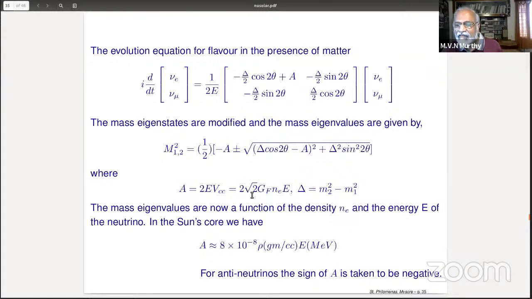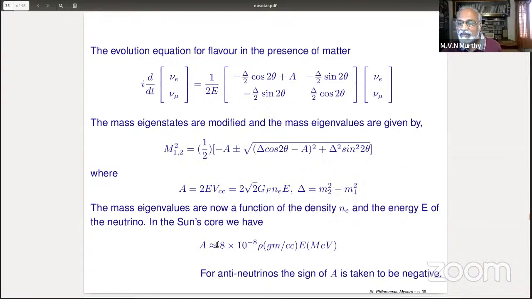And this is given by 2 √2 GF, with a change of notation for the density, small ne, times the energy. And of course, delta is the difference in the two mass squares of the two mass eigenstates in vacuum, not in matter. So you can write the evolution for flavor states. The potential appears in the flavor basis, therefore we converted the Hamiltonian to the flavor basis. And now we are looking at the evolution of the electron neutrino and the muon neutrino through matter.